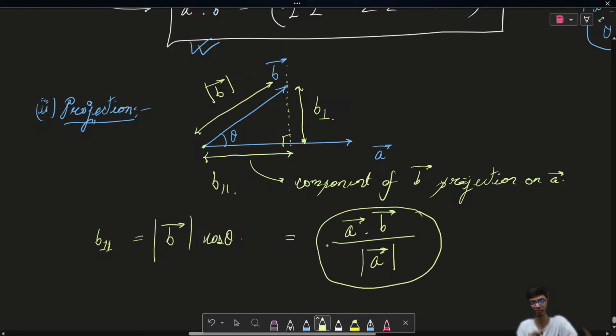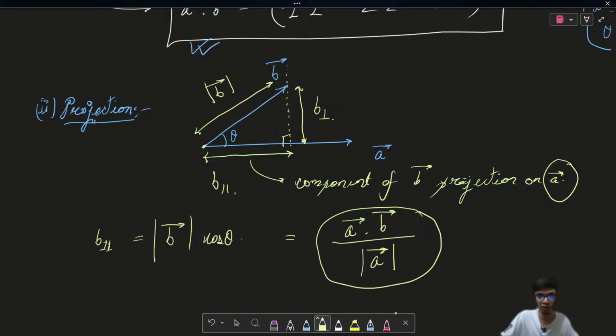So whenever we are projecting some vector on another vector, the result is very easy to remember. It is the dot product of the two vectors divided by the magnitude of the vector on which you are projecting it, right? In this case, you are projecting on the A vector. So the magnitude of A will come in the denominator.